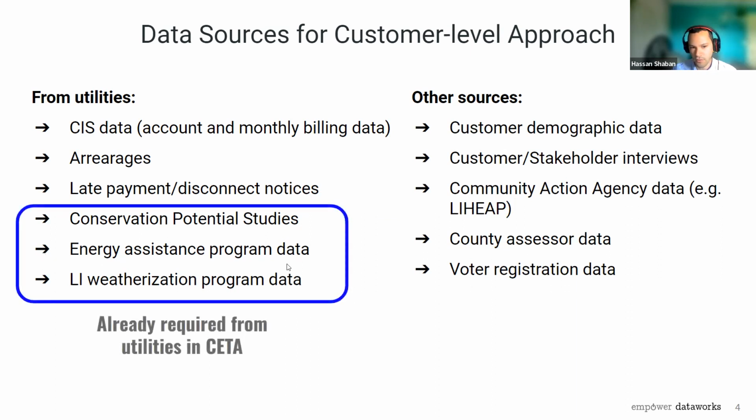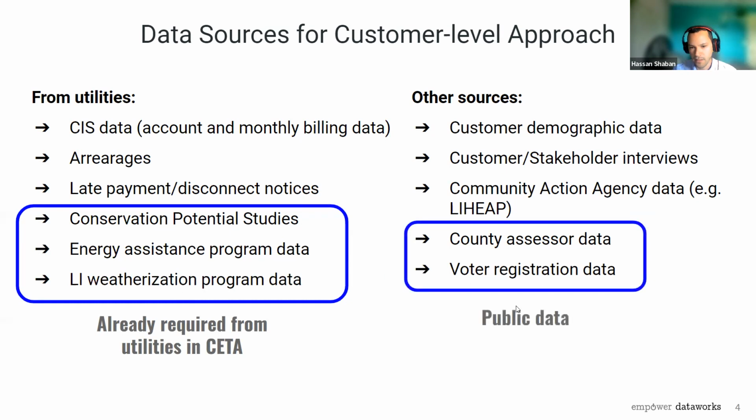A lot of these are already things that are required in CEDA. So for example, conservation potential studies, most utilities over a certain size are required to do them. And with CEDA, utilities are required to report on program participation. And some of these other data sources are also public.